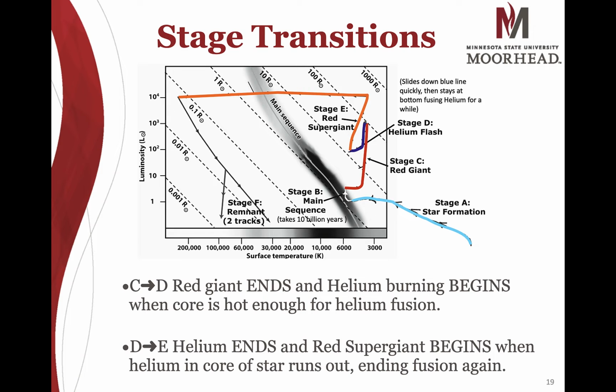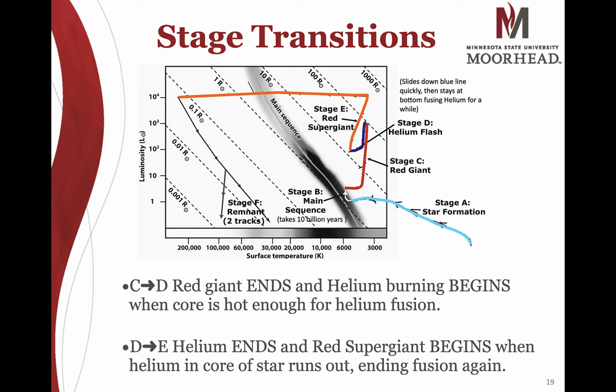And then in the beginning of stage E, the red supergiant phase, helium has run out in the core. The core starts to shrink and heat up. That heat pushes out the outer layers of the star. And what happens next depends on what kind of star you have.